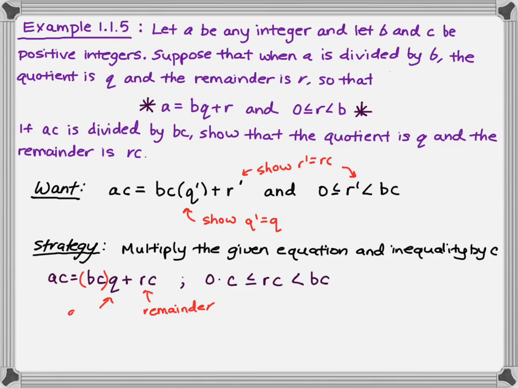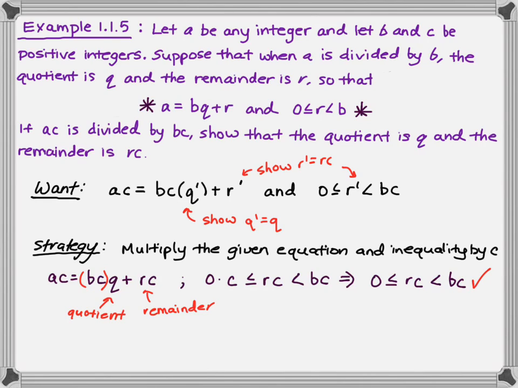The only thing that remains is to show that the remainder RC satisfies the condition that it's greater than or equal to 0, but strictly less than BC. If we simplify this inequality on the right, we get that 0 is less than or equal to RC. RC is greater than or equal to 0, and strictly less than BC. And that is exactly what we want.